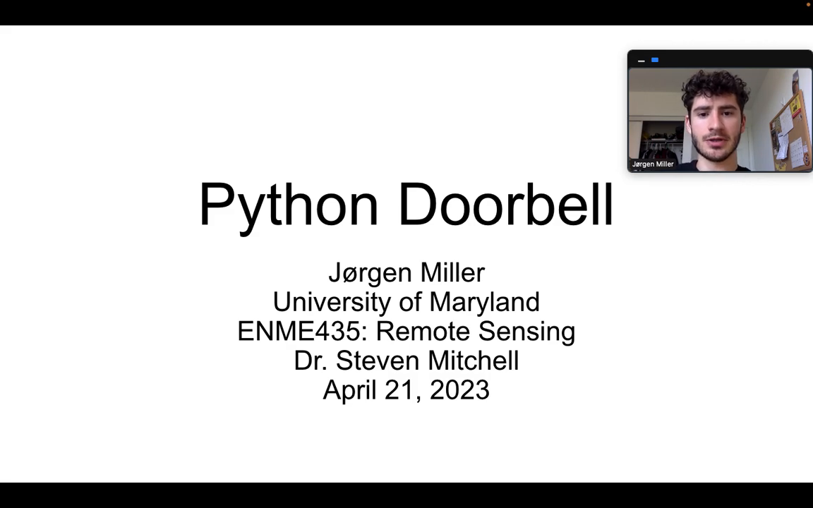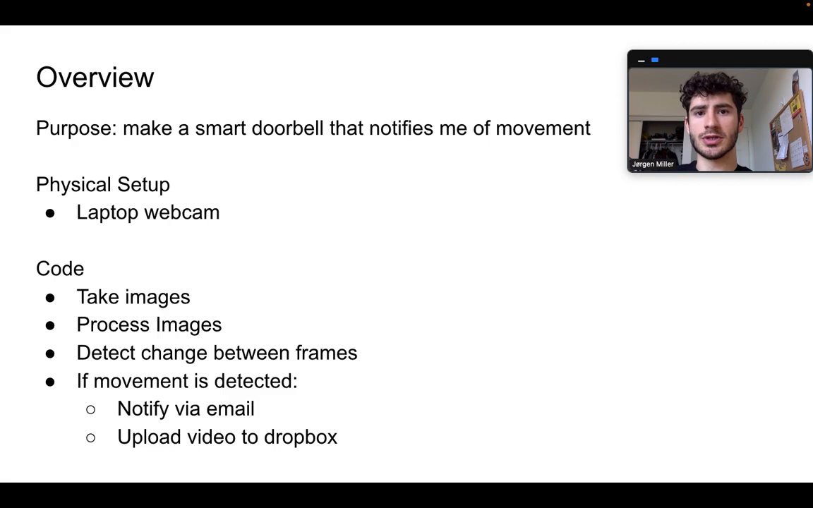Hello, I'm Jurgen Miller, and this is my Python doorbell project. The overall goal of this project was to make a smart doorbell-like device that notifies me about movement at my door. The physical setup is a laptop webcam, and the code takes images with the webcam, processes them, detects changes between frames, and if movement is detected, it notifies me via email and records and uploads a video to Dropbox.